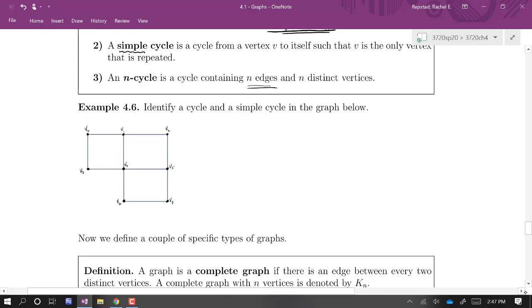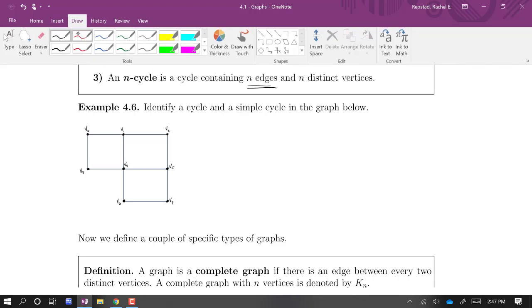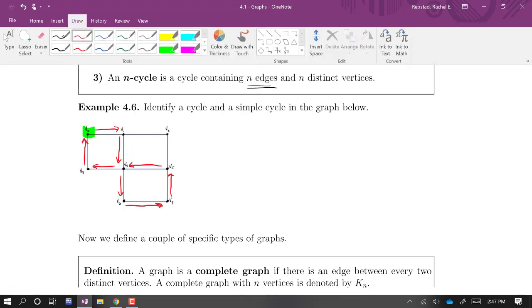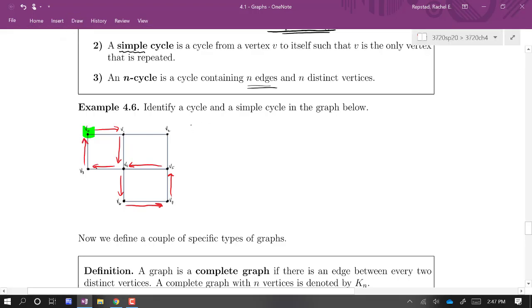So here's a familiar graph, right? We looked at this before. Let's say we're going to get a cycle that starts and ends at V0. Okay? And here's how I'll do it. I'll go to V1, and then V4, and then V6, and then V7, and then V5, and then V4, and then V3, and then back to V0. So there's a cycle. Notice I have not repeated any edges, so it is actually a cycle.